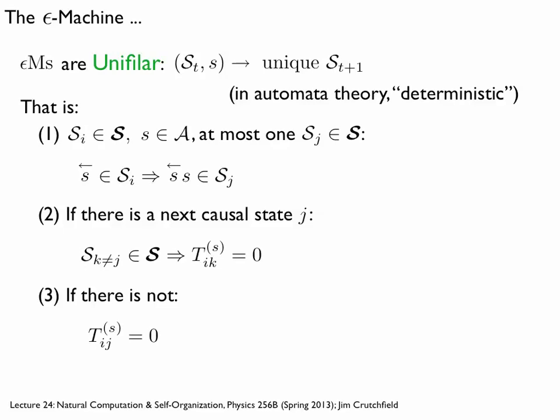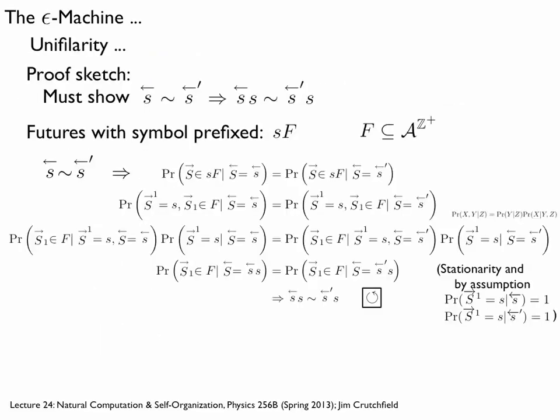Can't get there. Or it could be the case that I'm in state A, and on the 0, that's a disallowed transition. Well, in that case, we're just going to set the transition probability to 0. Okay, so that's the setup.